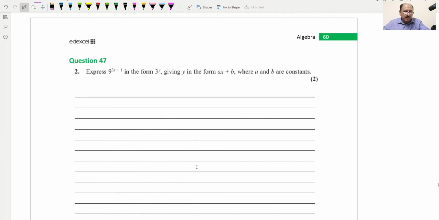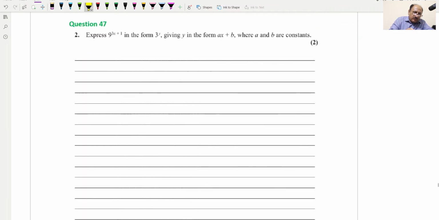Next question is 47. 47 question is question number 2 of the past paper, and express 9 raised to 3x plus 1 in the form 3 raised to y, giving y in the form of ax plus b, where a and b are constants.